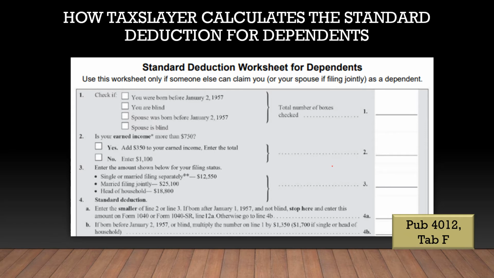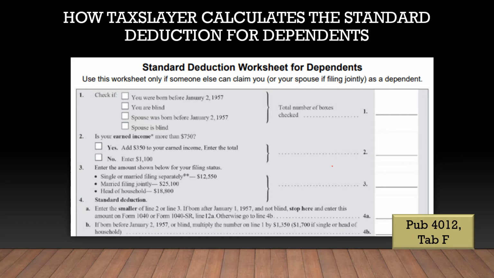A group of taxpayers that have a different standard deduction are dependents. There is a worksheet in Publication 4012, Tab F, that can help you figure out what their standard deduction will be. Again, if we're entering this return as a dependent return, TAXSLAYER will calculate the standard deduction for you, but it's going to look a little funny. When you look at that number on the return, you might go, whoa, that's a really weird number. You'll know that it's because this person is a dependent.